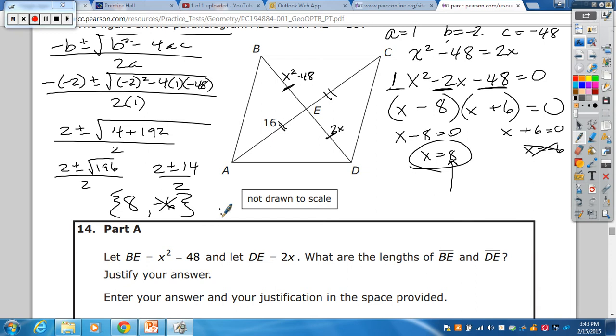Okay. Part B, what conclusion can be made regarding the specific classifications of the parallelogram? Justify your answer. Enter your answer in your justification. As far as the specific classifications, wow, they don't do any, not drawn to scale. That's pretty tough. As I'm looking at this, here are the things I want to make sure you see here.